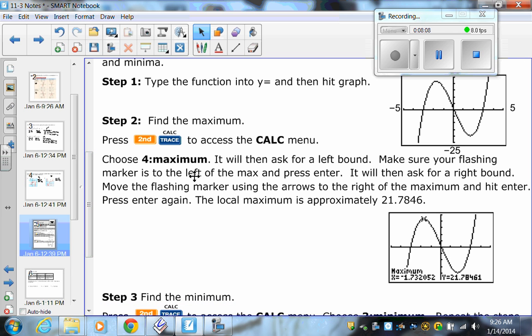Now, just to be clear here, when you're finding your maximum, you have a marker. It kind of looks like a little X that's flashing, and on your screen, it will say left bound. And what that means is if this is your maximum, you want to make sure that that cursor is to the left of that point. And then it will ask you for a right bound, so you want to make sure that it's somewhere over here to the right of that point.